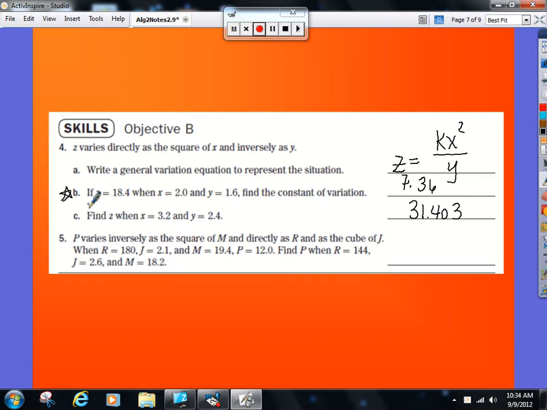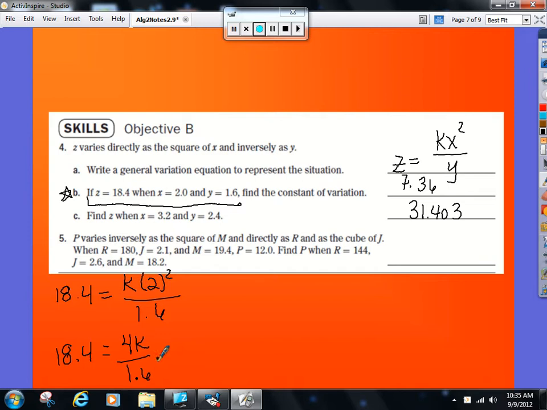Here's a piece of information that I plug in to figure out what k is. Z, x, y. It relates all the variables. So now I will take 18.4, because that is my z value, equals, I'm looking for k, so that still shows there, x squared, that's 2 squared, all over y, which is 1.6. Okay, we're going to get k by itself, so you have some options here. I like to clean up my equation first, so I'll go with 18.4 equals 4k over 1.6. Now I got to get k by itself, so I'm going to get rid of this fraction. I'm going to multiply both sides by 1.6.